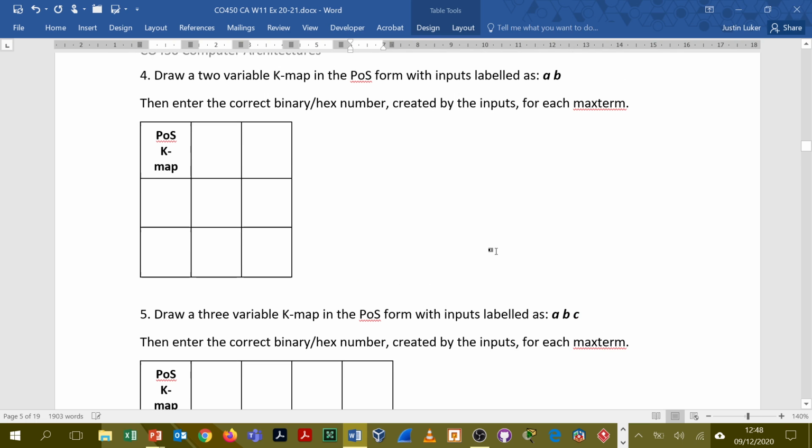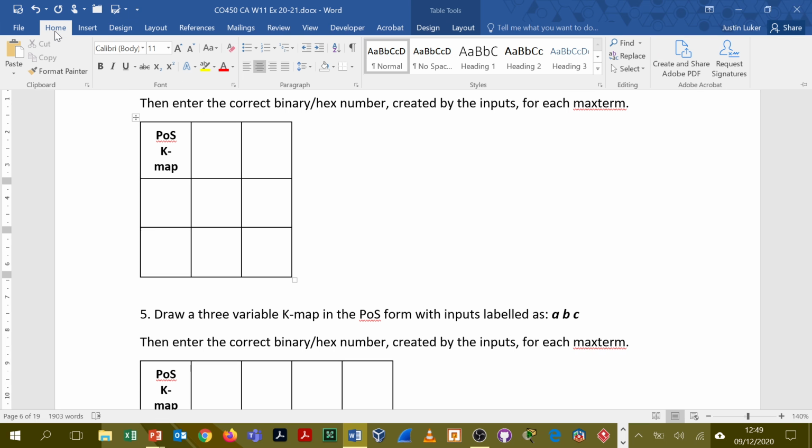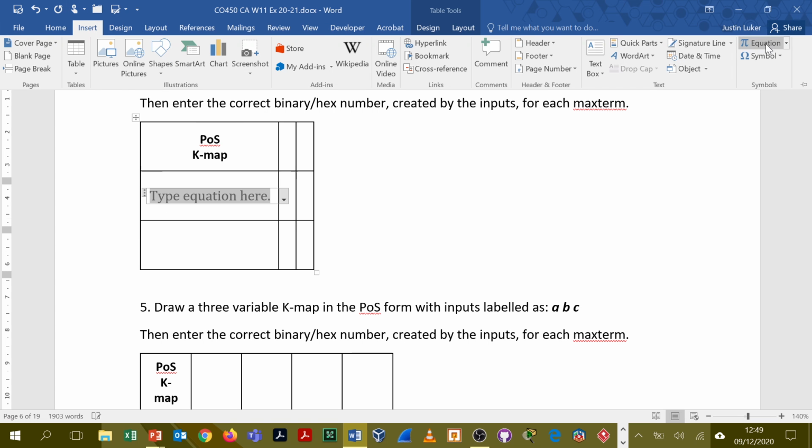So now we come down, and now we're doing it in POS form, to give you practice of doing out a Karnaugh map in product of sums. So again, it's just 2 inputs this time, A and B. So let's do that. Remember, this time we're looking for zeros, and we're using OR as our first level. So let's insert an equation to get started.